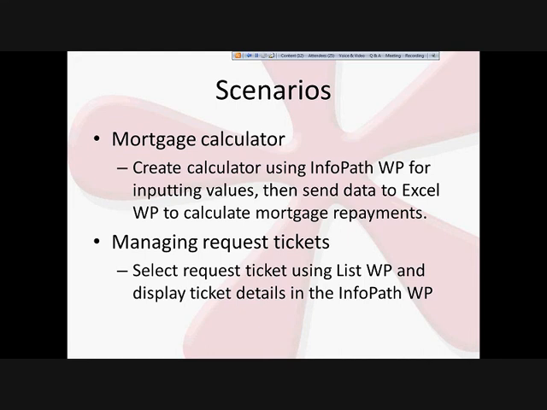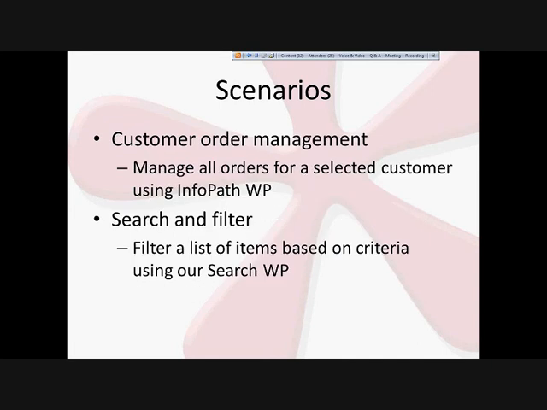The second scenario I have is managing request tickets. You can have a list web part, for example, display all the tickets that are currently assigned to you. And rather than having to click on each of the tickets and open each of them either in the client or inline in the browser, if you want to see all your tickets at once and also the form, you can use web parts with a part-to-part connection connecting the list web part, and it'll display the ticket details in the InfoPath web part. I'll show you a quick demo of something similar to this scenario in a few minutes.